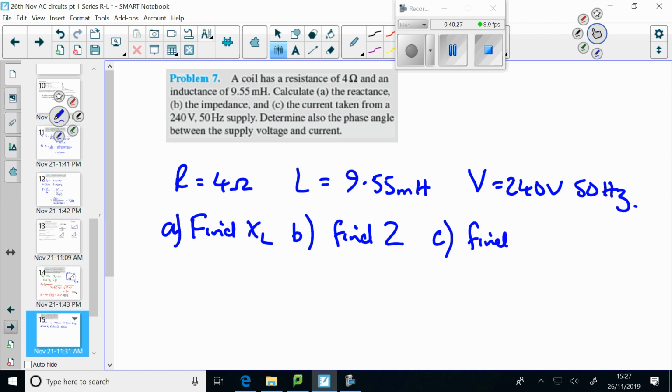Where are you going to start with that question? Oh yeah, you're going to start. So how do we calculate it then? C is find, you've got to find A find XL, B find Z, C find the current. Sorry, fine. Well spotted.